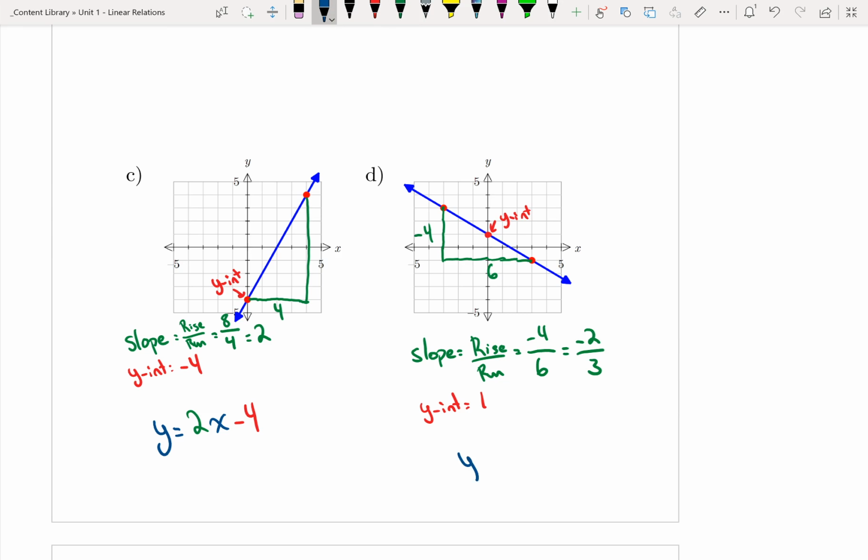And now I just need to fill these values in to my general equation. The m value, again, goes with the x, so -2 over 3x, and then plus 1 for my y-intercept. So my equation of a line becomes y equals -2 over 3x plus 1.